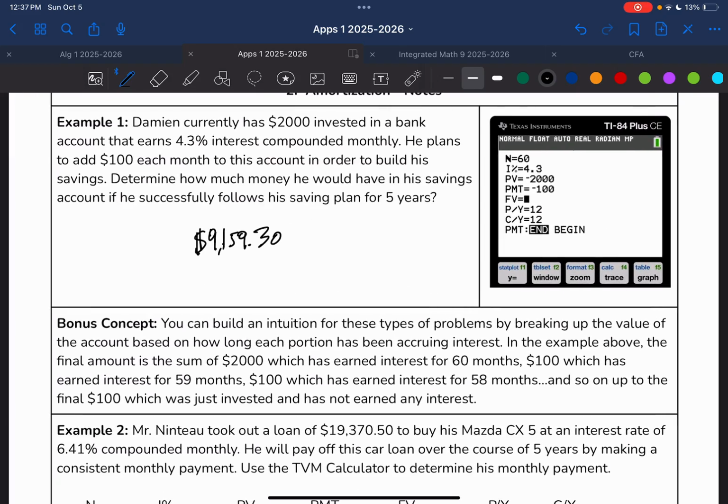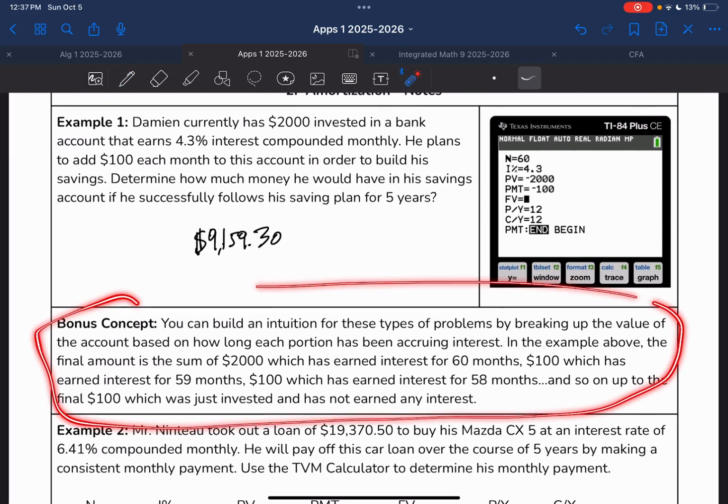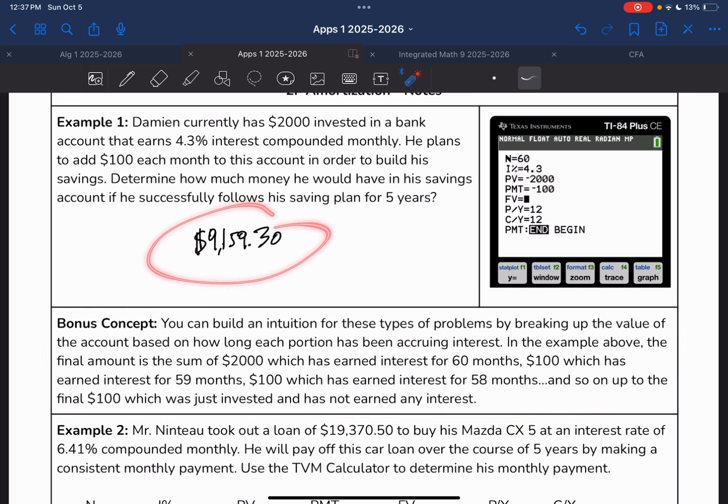And I put this little blurb here, this little bonus concept, as just the way that I like to think about the intuition behind a problem like this: breaking up this total value into the different payments and how long they've been accruing interest for.